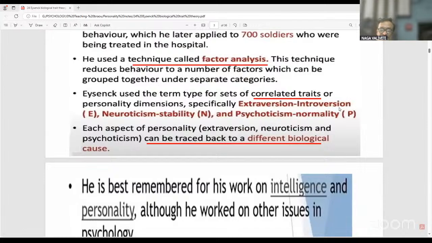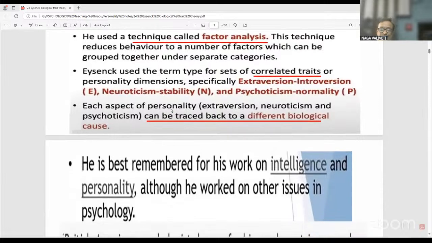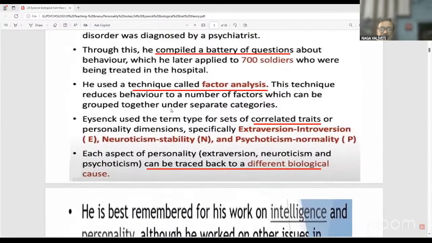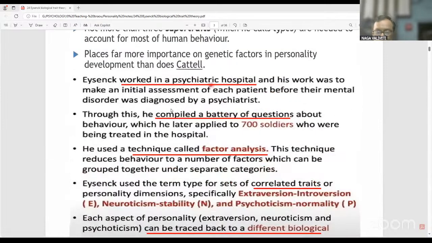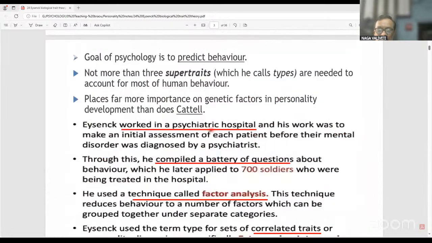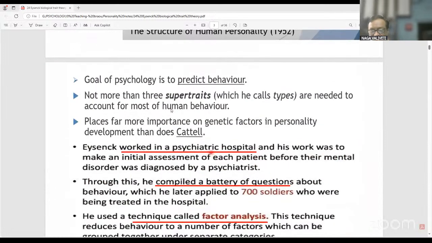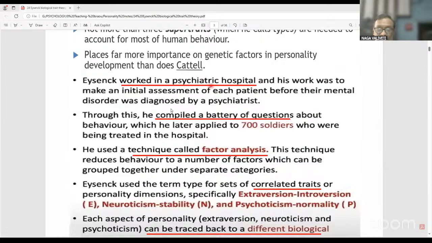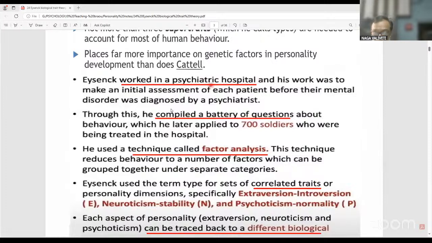One is extraversion-introversion, then psychoticism, and then neuroticism. Put together, we call it the PEN approach. That one is different from the 16PF. In that, the 16PF is first order, and the global 5 is the second order. Please don't get confused between the Big 5 of the theory and Cattell's global 5.